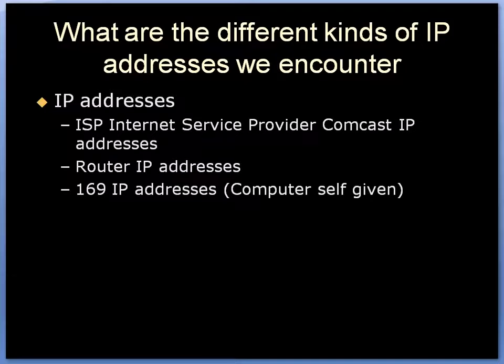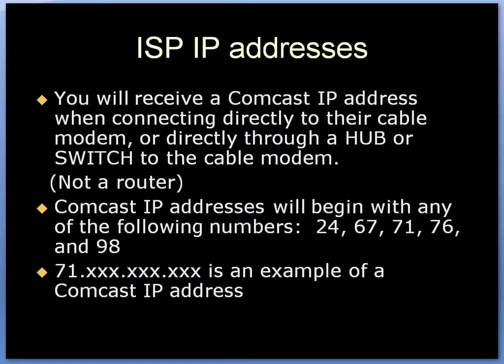And you can encounter different types of IP address. You can get an IP address from your ISP, or internet service provider, such as Comcast. You can get an IP address from your router, as well as from the computer itself, which is called a 169 IP address. If you have a 169 IP address, you can think of that as a troubleshooting IP address, because you know there's definitely something wrong if the computer has assigned itself a 169 IP address.